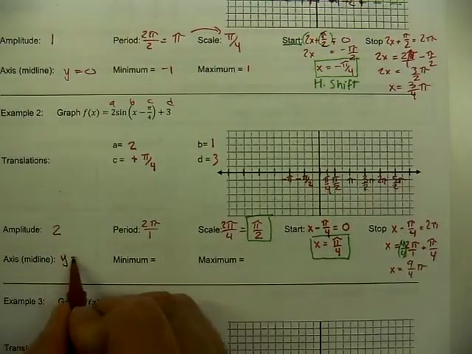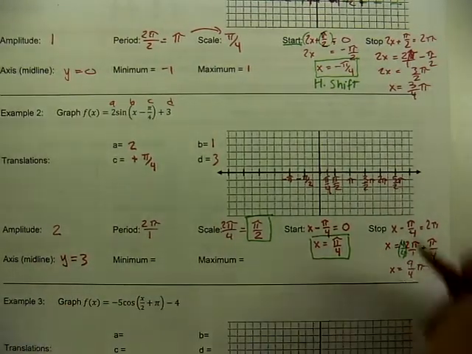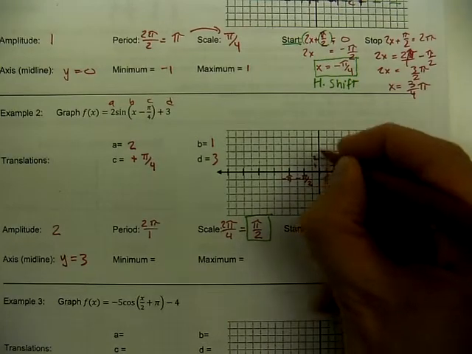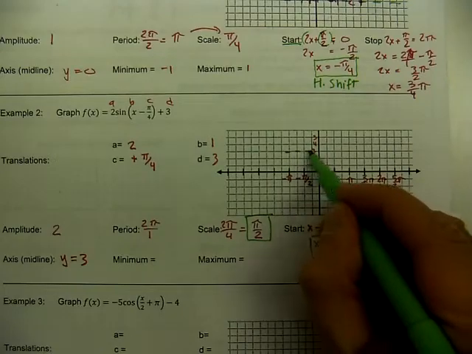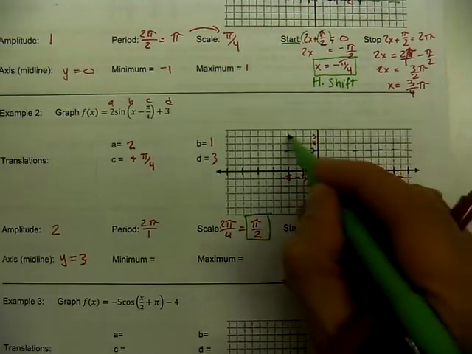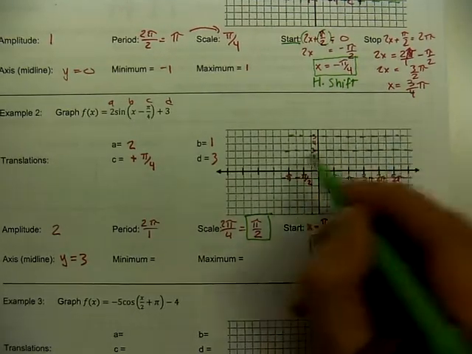The midline here is positive 3. So on my scale, I'll go by ones. Here's my midline at 3. The amplitude is 2, so 2 above is 5, and 2 below is 1.